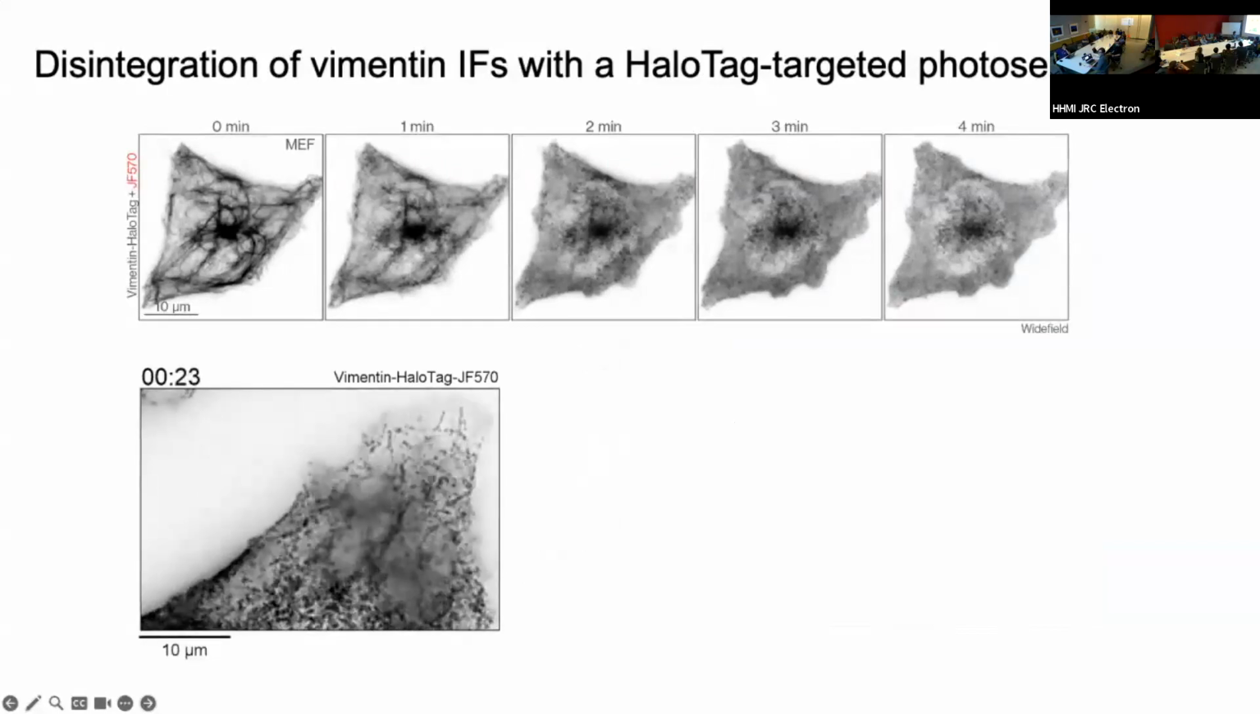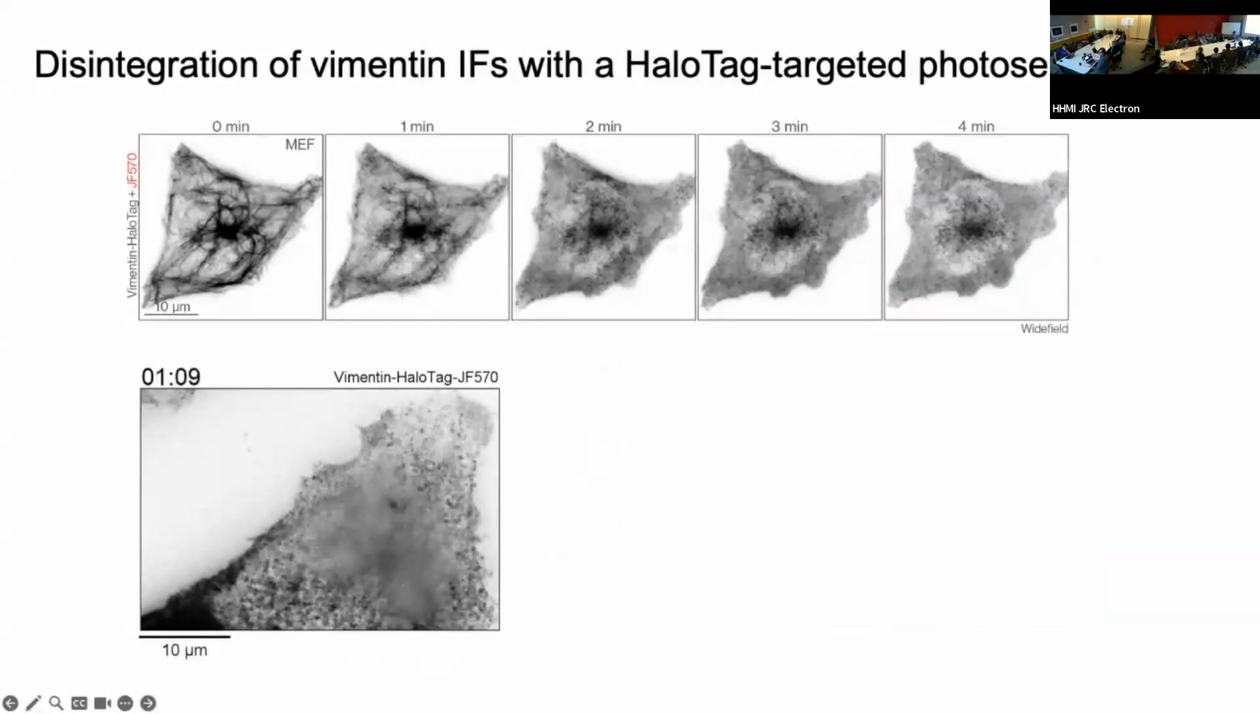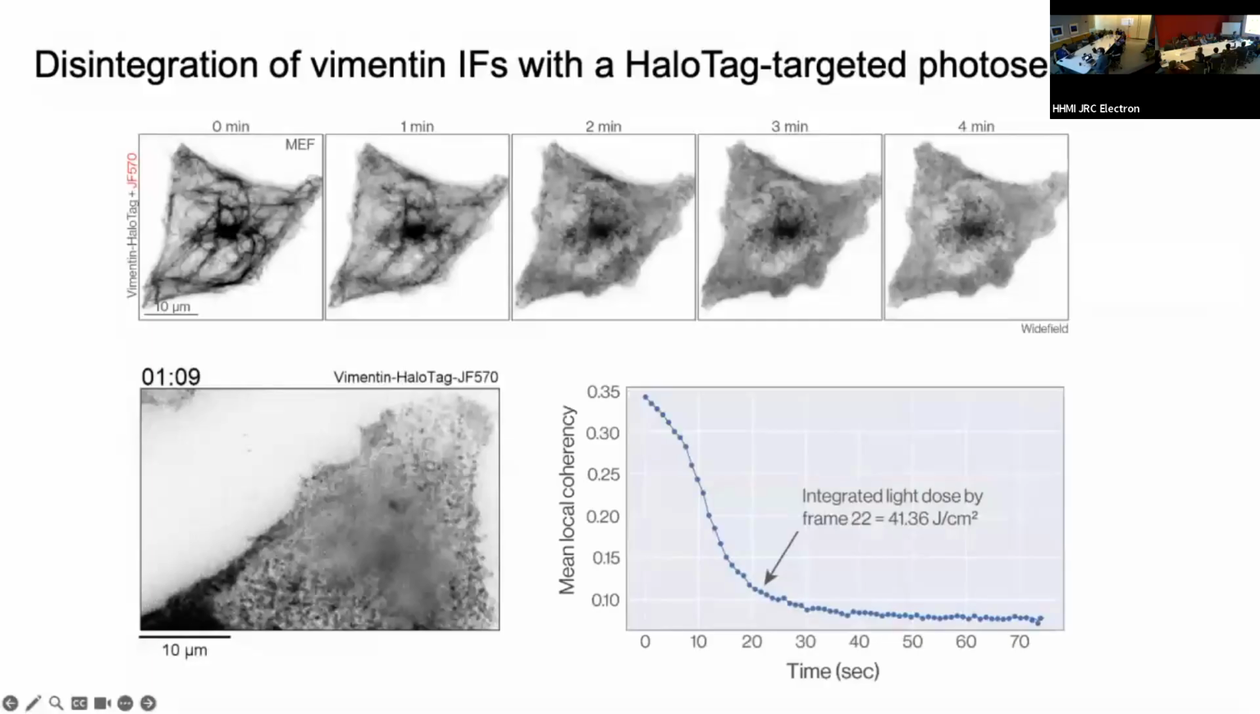And I'll play this movie a couple of times because you can actually see over about 1 minute here the process by which those filaments break down into fragments. And simultaneously, we see an increase in the soluble background signal indicating free vimentin subunits diffusing. And this can also be quantified by looking at the local coherency of those filaments, which drops down precipitously over time.